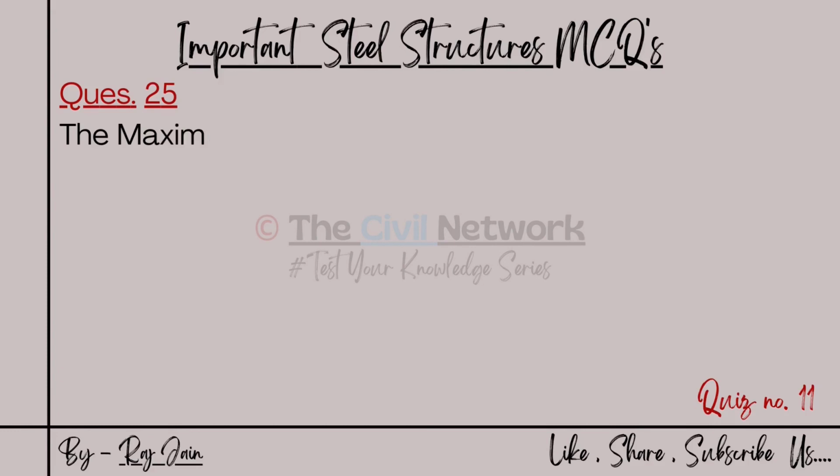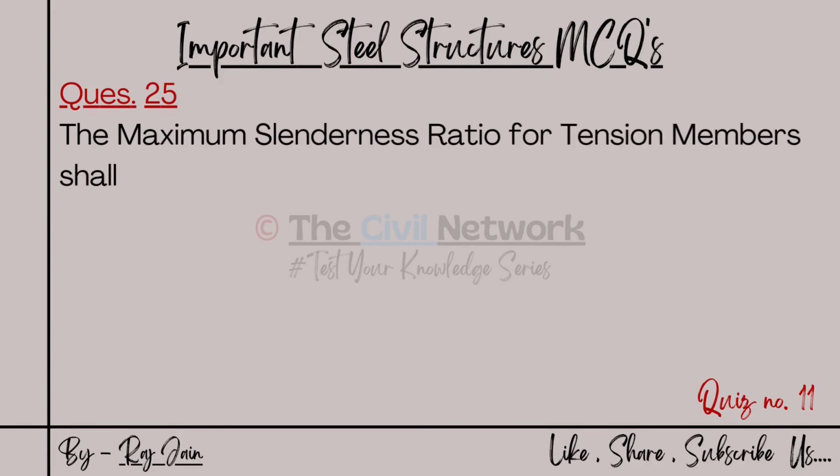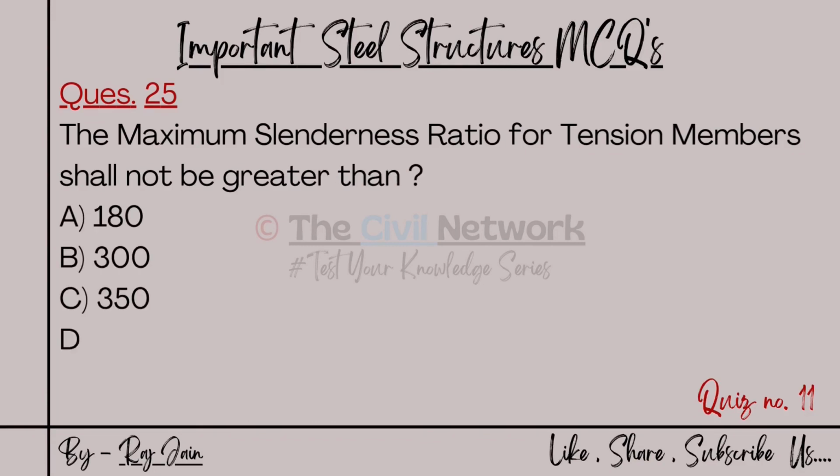Question number 25. The maximum slenderness ratio for tension members shall not be greater than. Correct answer is 400.